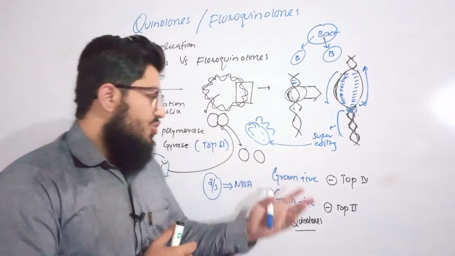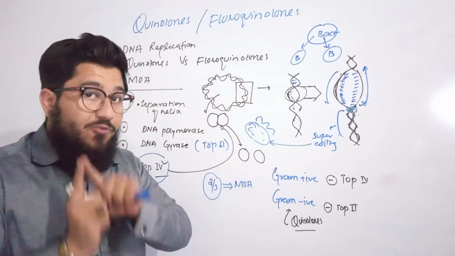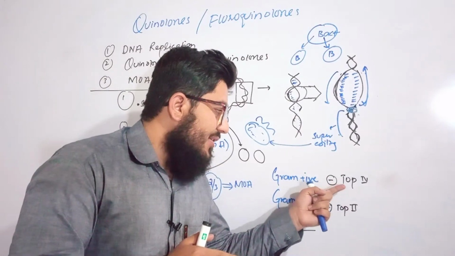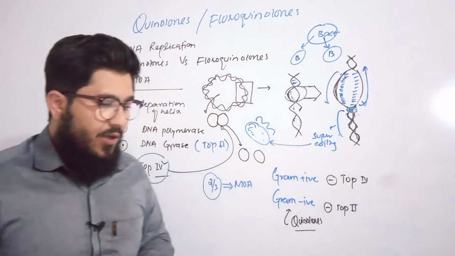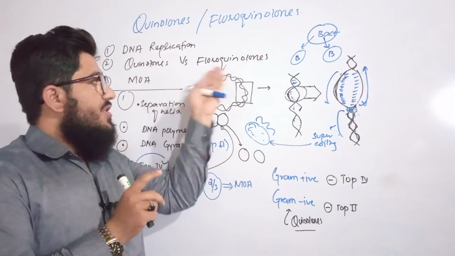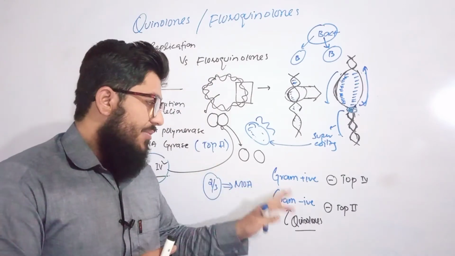Regarding the gram positive point of view, if we indicate the quinolones and fluoroquinolones, they will inhibit topoisomerase 4. Now, for a while, forget about the quinolones and just concentrate on the fluoroquinolones. So why? I will tell you the reason while I'm giving you the explanation of the gram negative.